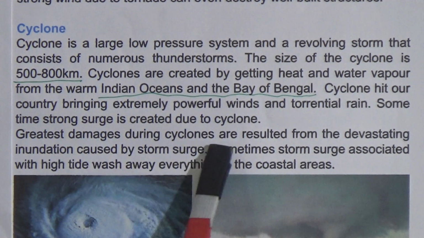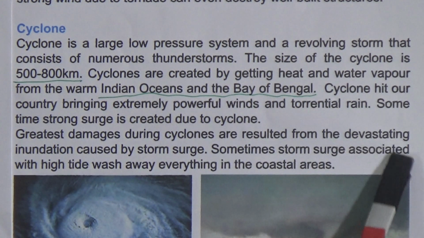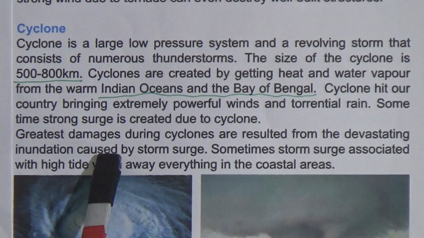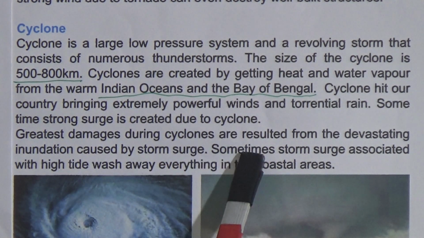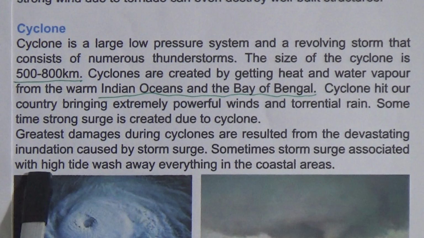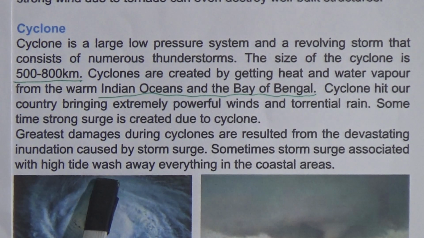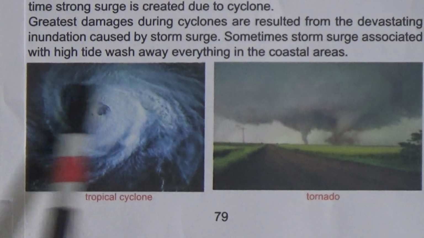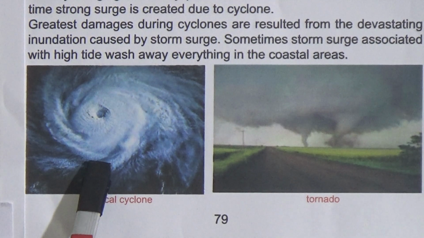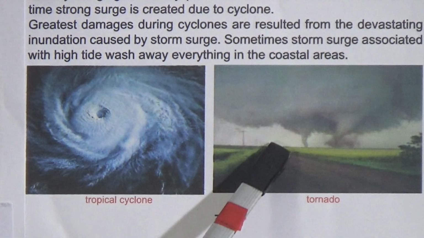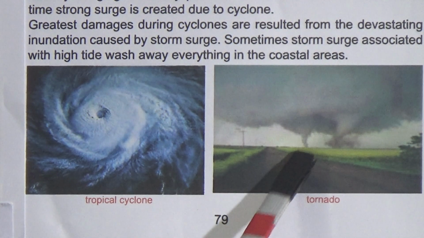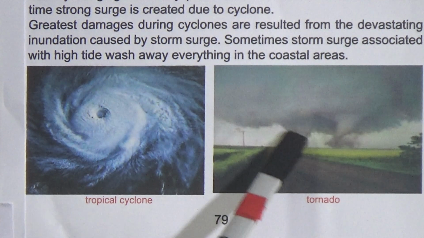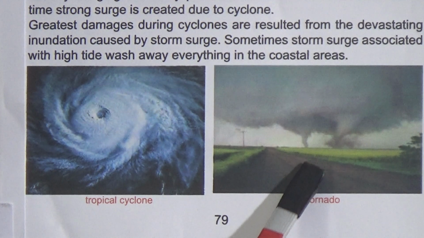The greatest damage during cyclones results from the devastating inundation caused by storm surge, and sometimes storm surge associated with high tide, known as tidal upsurge, washes away everything in the coastal area. This is a tropical cyclone picture taken from satellites, and this is the picture of a tornado. And look, the shape of the tornado is funnel shaped. The upper part is wider than the lower part.